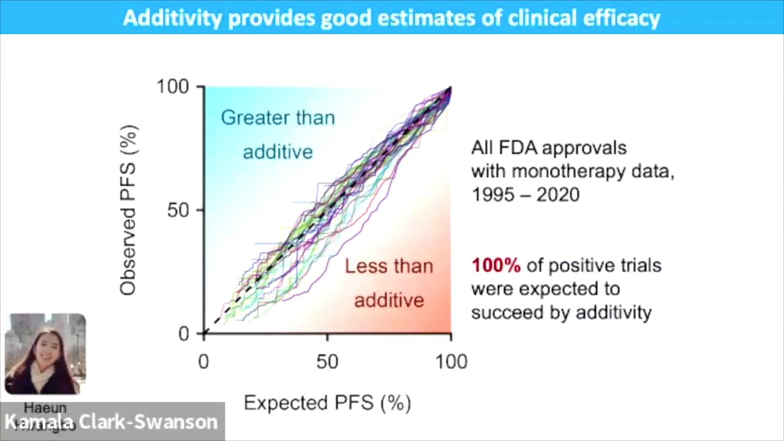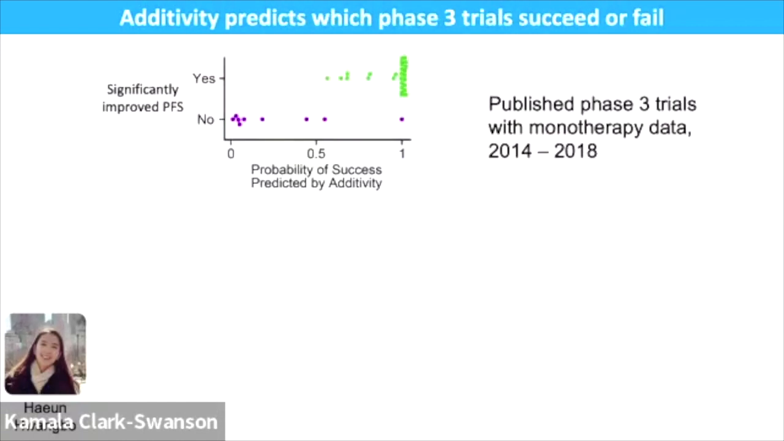So we next asked, can this discriminate between trials that succeed or fail? We looked at a 5-year interval of just all published phase 3 trials of drug combinations, positive or negative. Every green dot there is a successful phase 3 trial that improved PFS. All the purple dots are phase 3 trials that did not significantly improve PFS, and they're ranked according to whether they were predicted to have a statistically significant improvement in progression-free survival. You can see most of the successful dots on the green there were absolutely confidently expected to succeed. And the majority of the unsuccessful trials were also quite confidently expected to fail.